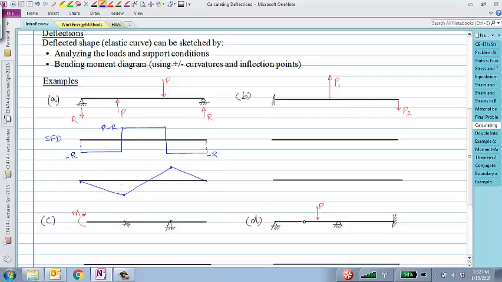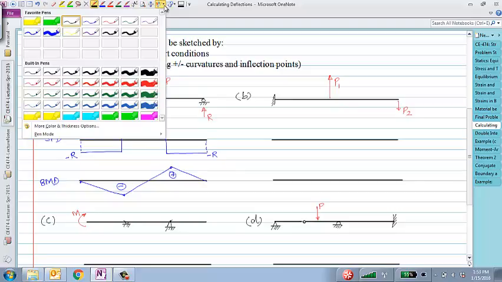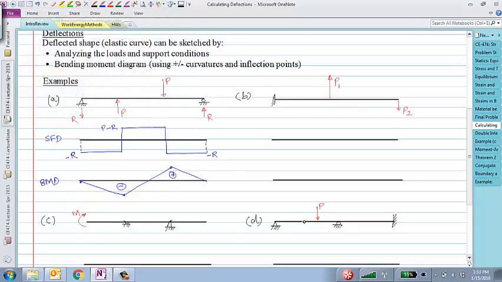Using this, can I draw the deflected shape? What should the deflected shape look like for this type of bending moment diagram? Negative curvature. Okay, so indeed this would be a negative curvature, this would be a positive curvature, which means that if I were to draw that shape, something like this is what we would have, right? Approximate deflected shape. Make sense?